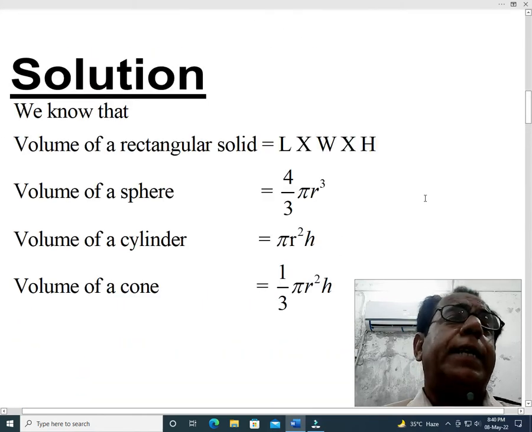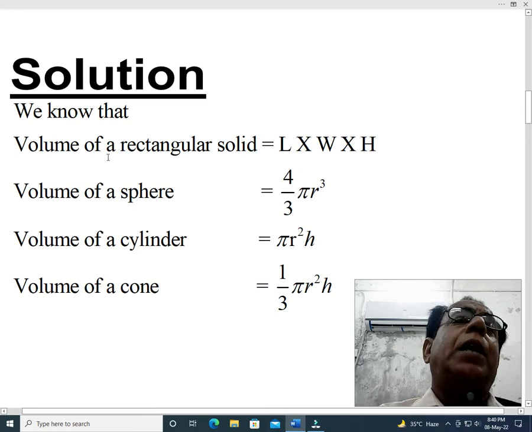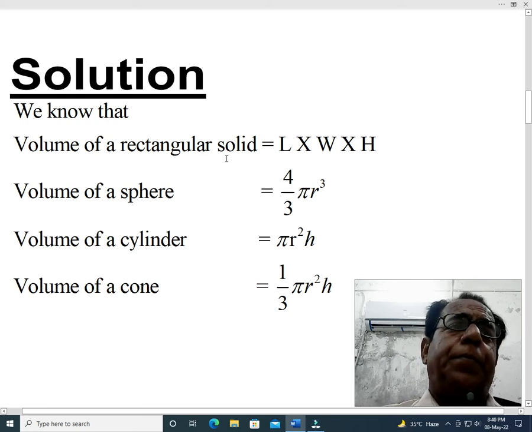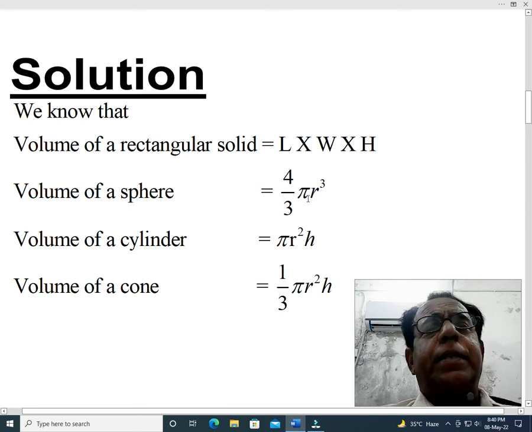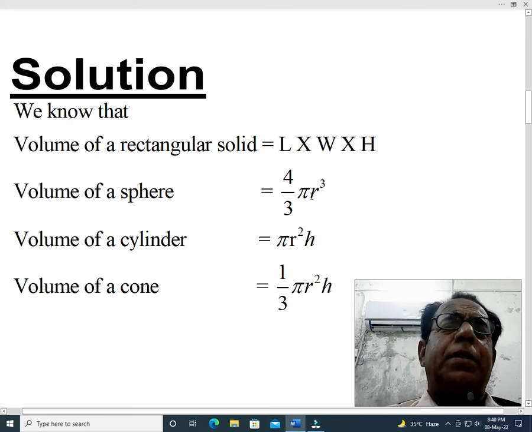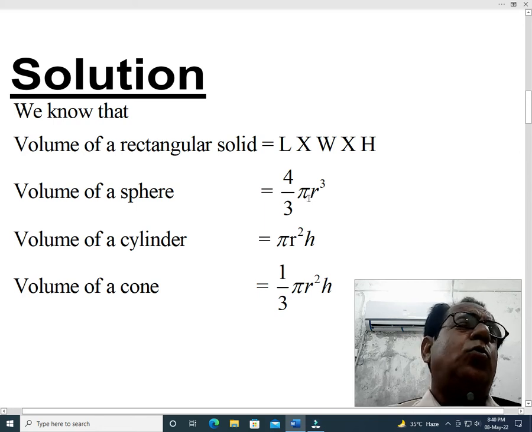We know that the volume of a rectangular solid is equal to length into width into height. This is the most simple formula for calculating volume, which is applicable in case of a rectangular solid. Similarly, the volume of a sphere is equal to 4 by 3 pi r cube, where r is the radius. We know that the value of pi is 3.14, and its decimal representation is non-terminating, non-repeating, it goes endlessly. However, we do not go into such detail.